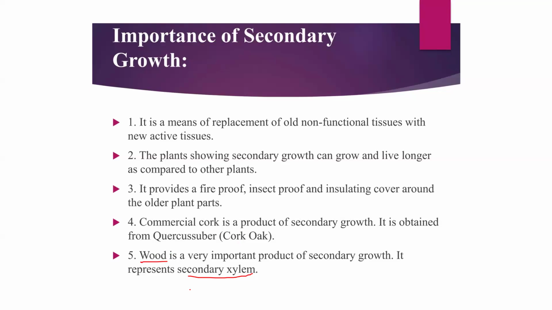Here wood is nothing but the secondary xylem. During secondary growth, the vascular cambium produces secondary xylem and secondary phloem. This secondary xylem is called wood. Another term for secondary xylem is wood.